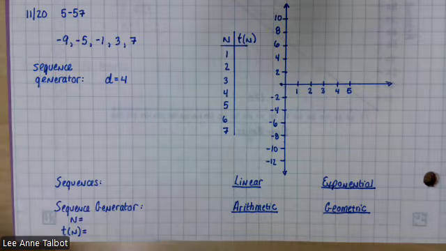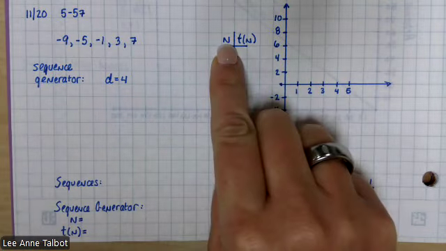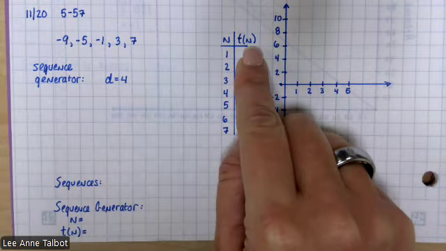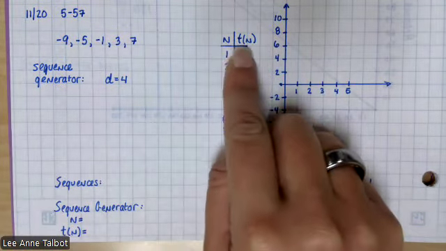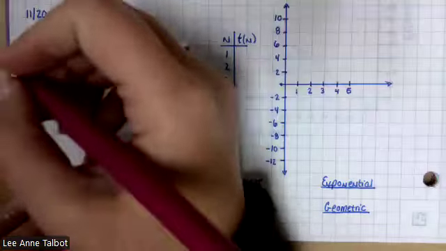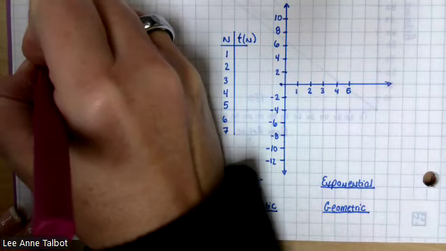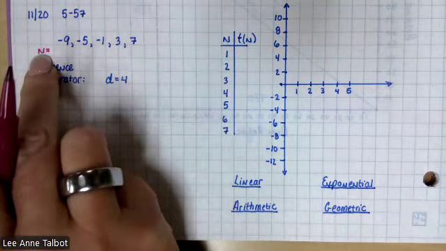Okay, the next thing we're going to talk about is N and T of N. So what does this stuff mean? N is the spot that the number is in. So in your other color, if you're doing another color, put N equals right underneath your numbers, and then put a little baby 1, 2, 3, 4, 5. This is saying that -9 is in the first spot. -5 is in the second spot. -1 is in the third spot.